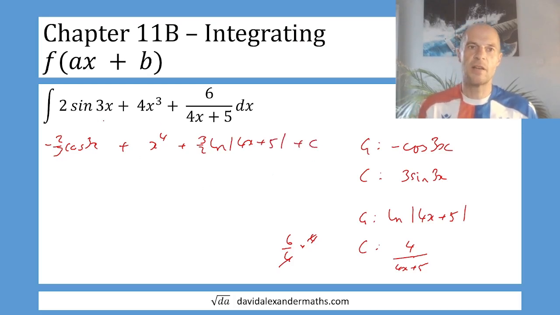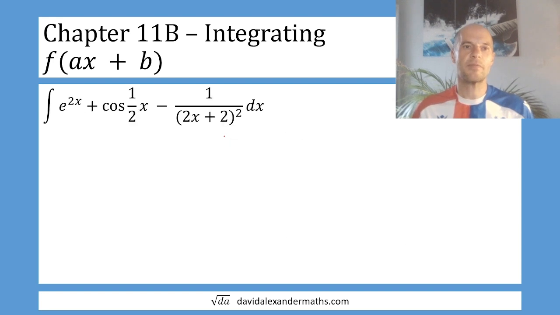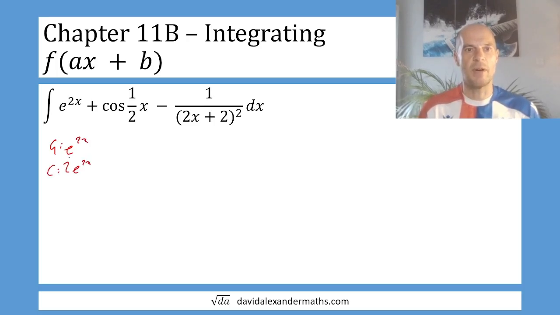So quite a tricky one, only because there's more than one thing where we need to apply that guess and check method. Okay, here's another example. So for e to the 2x, my guess would be e to the 2x, but when I check that out, I get 2e to the 2x. So my guess is too big, so I need to half it, so that's going to be 1/2 of the guess, so 1/2 e to the 2x.